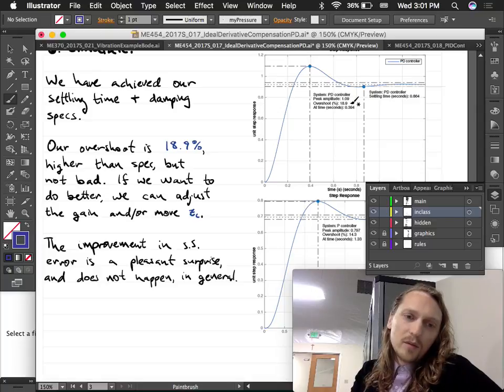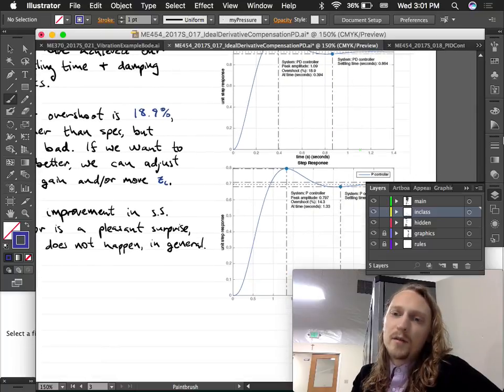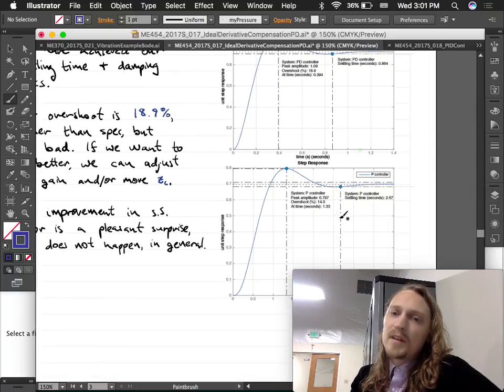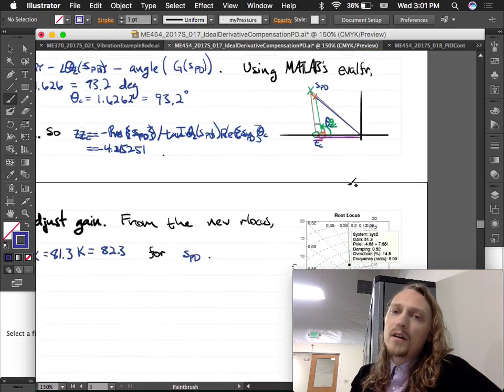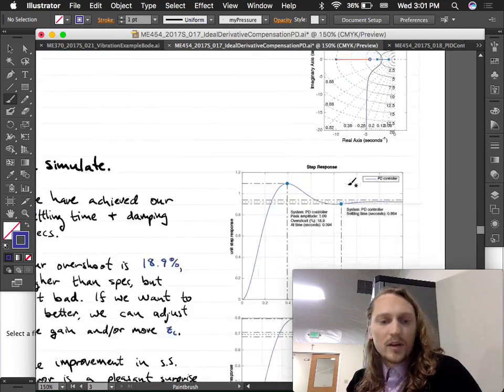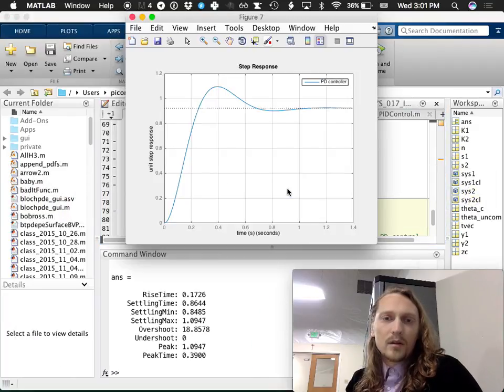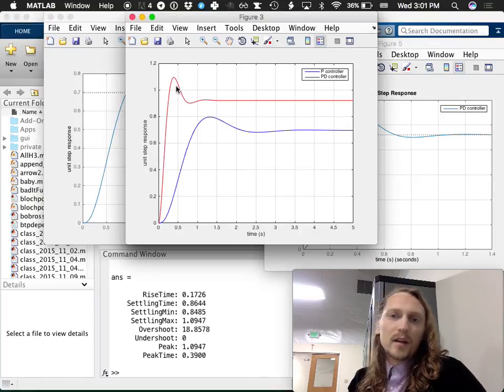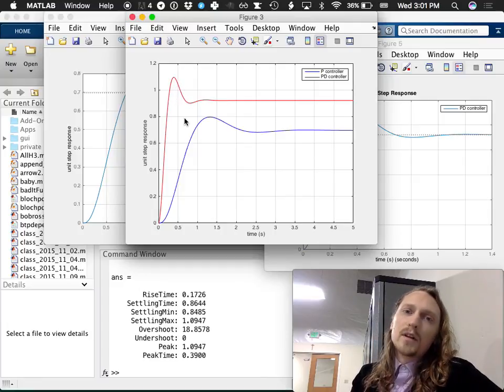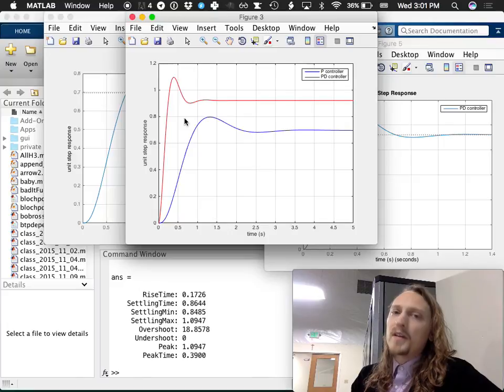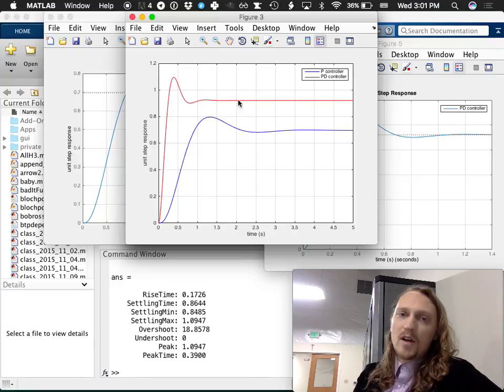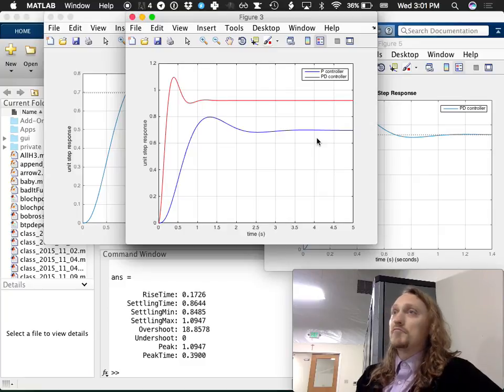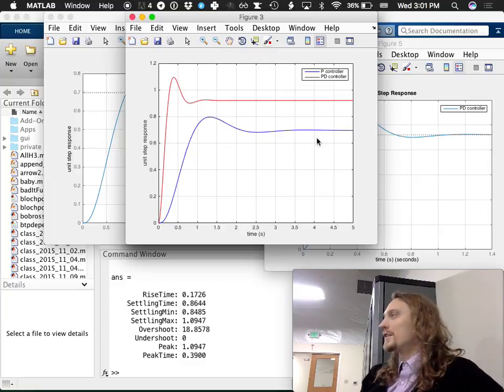The improvement in the steady state error is a pleasant surprise, but we need to be careful because it does not happen in general. I didn't show this, but in MATLAB, in our comparison plot, our PD controller is better in steady state response. It's not 1, which it should be, but it's better than the P controller is. So we've got that going for us.